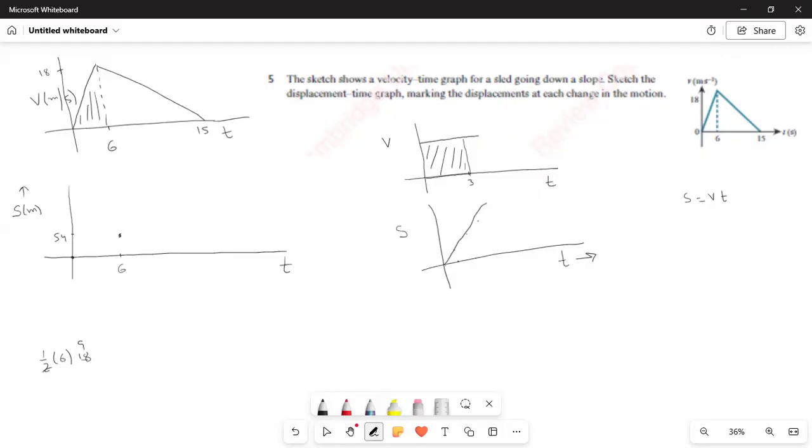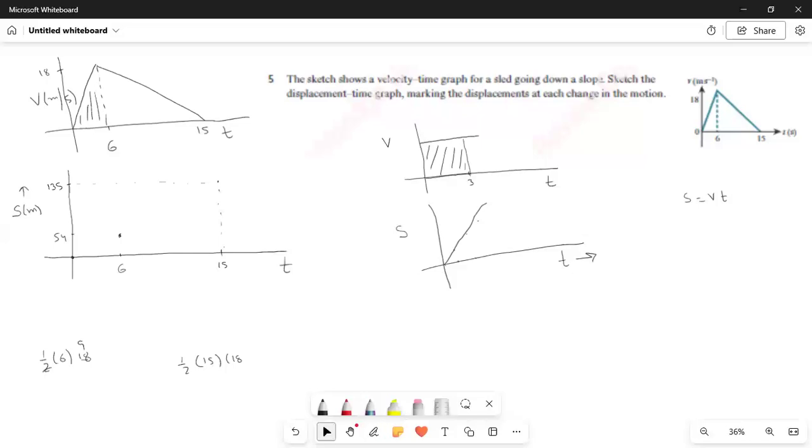And at 15, how much is the total area now? The total area is going to be half, and base is 15, and height is 18. So again, half of 18 is 9, and this is going to be 135. I'm not making this diagram on scale, but if I make it on scale, then it will be much better. So this is 135 meters when time is 15 seconds.